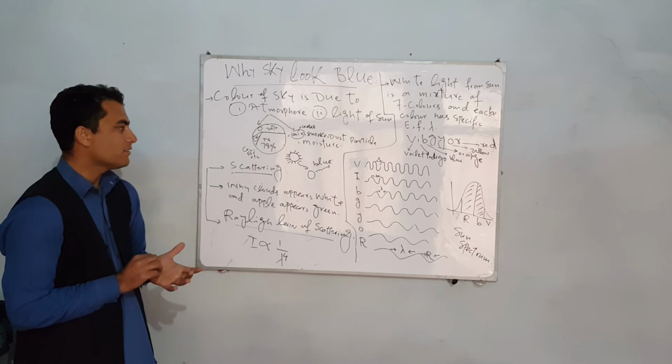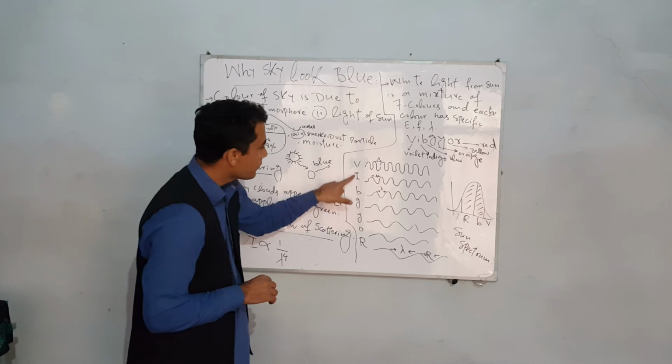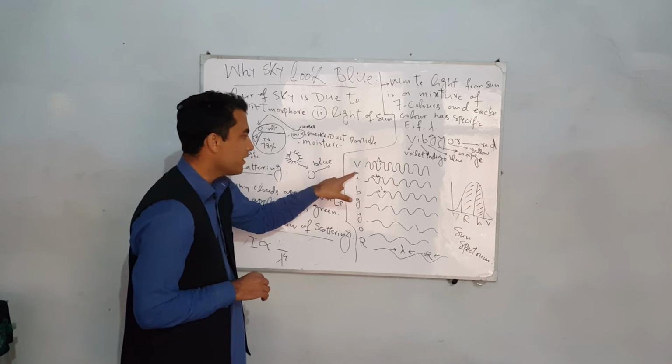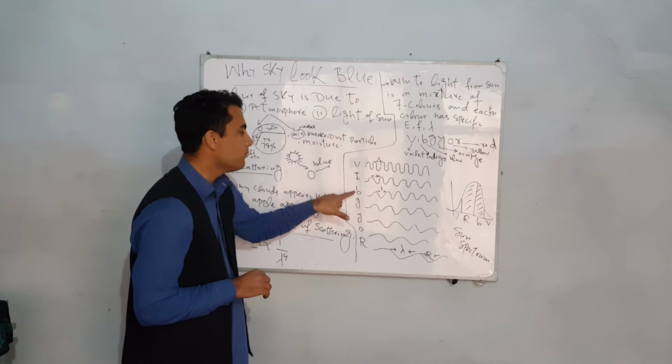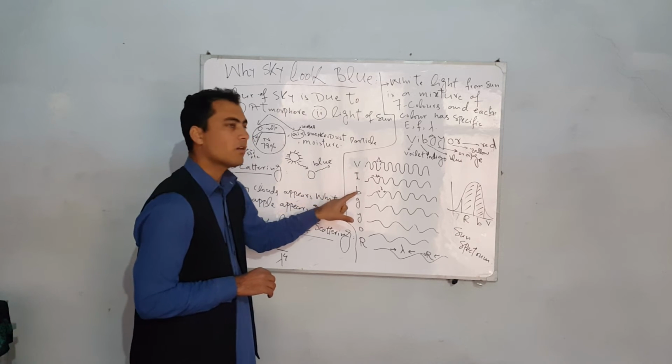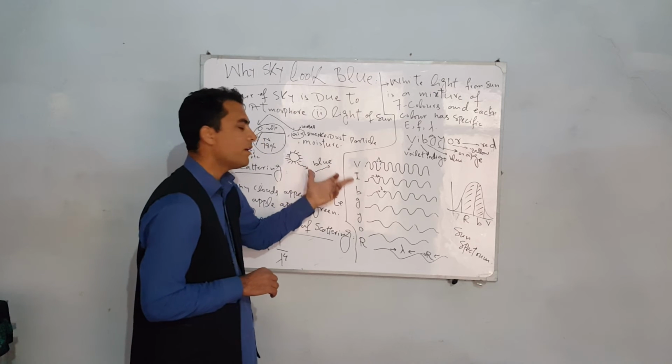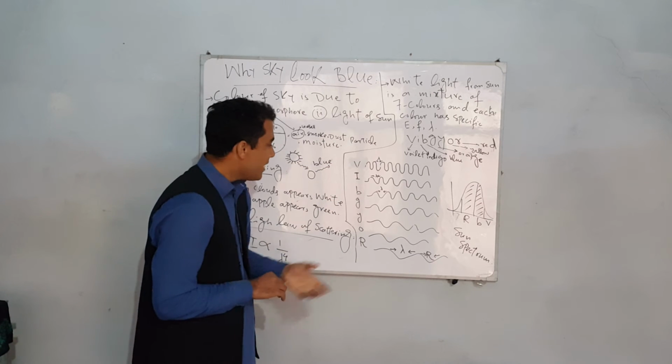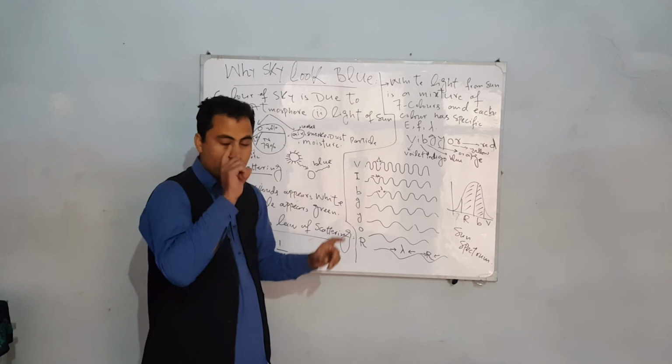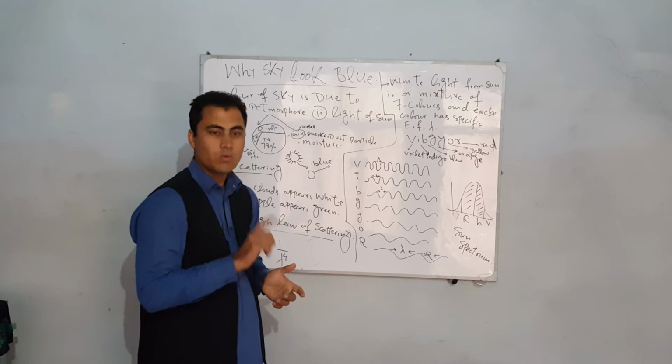But the question arises that violet light is more energetic and indigo light is more energetic than blue, then why does our sky look blue, not violet or indigo? The main reason for this is that our eyes are more sensitive to blue light. This is one of the reasons.